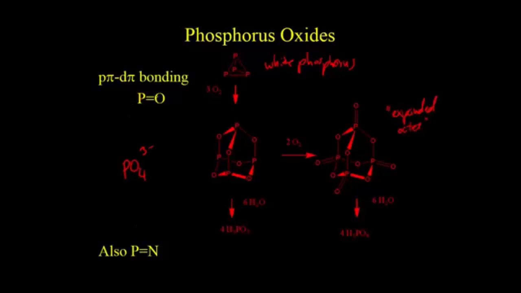Just as phosphorus could make p pi d pi bonding with oxygens, it can make p pi d pi bonds with nitrogen. And so there's a whole series of compounds called phosphazines, similar to the oxides, making clusters and chains.